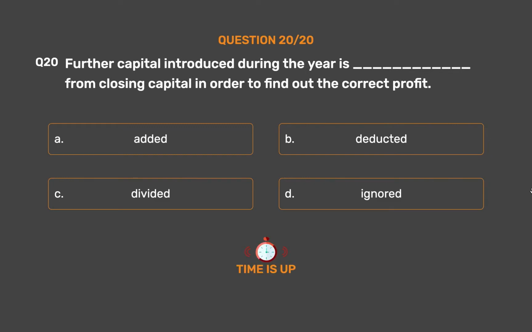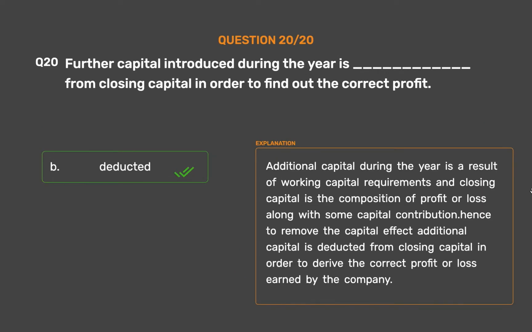The correct answer is option B deducted. Additional capital during the year is a result of working capital requirements, and closing capital is the composition of profit or loss along with some capital contribution. Hence, to remove the capital effect, additional capital is deducted from closing capital in order to derive the correct profit or loss earned by the company.